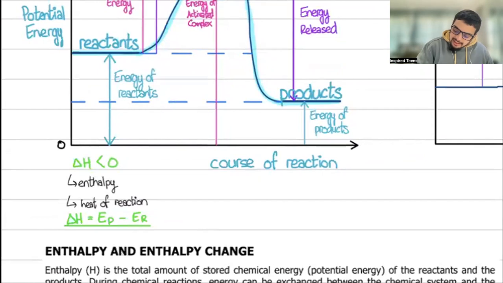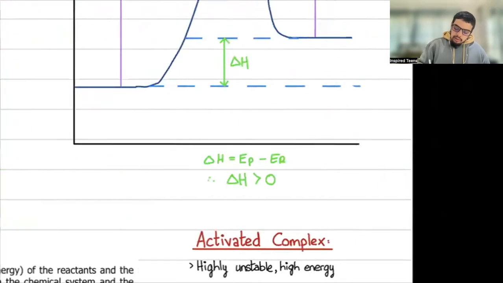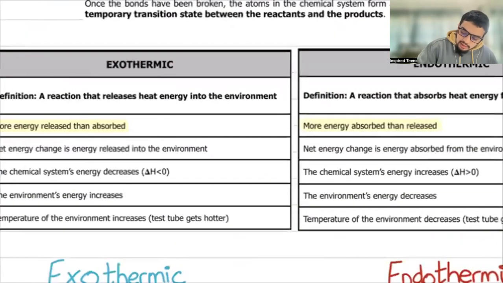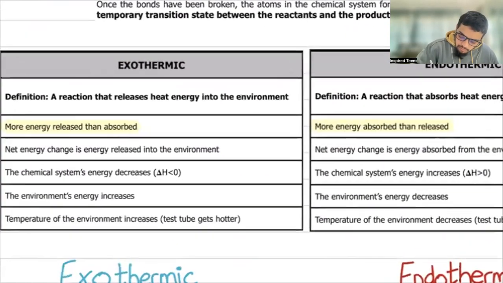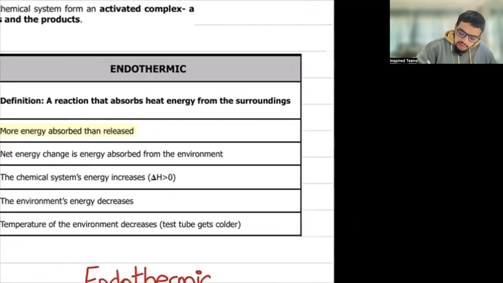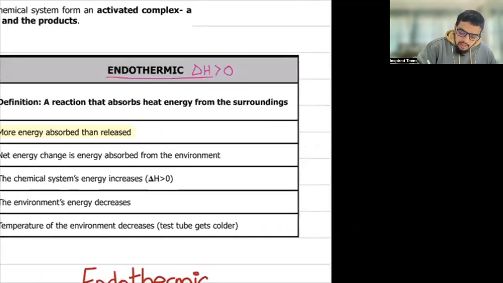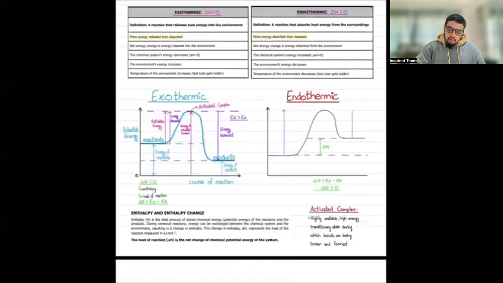Delta H is known as enthalpy, or the heat of the reaction. And we have two possibilities, delta H being less than 0, or delta H being greater than 0. You should memorize this actually. Delta H is less than 0 for exothermic reactions, but delta H is greater than 0 for endothermic reactions. Always keep that in mind.